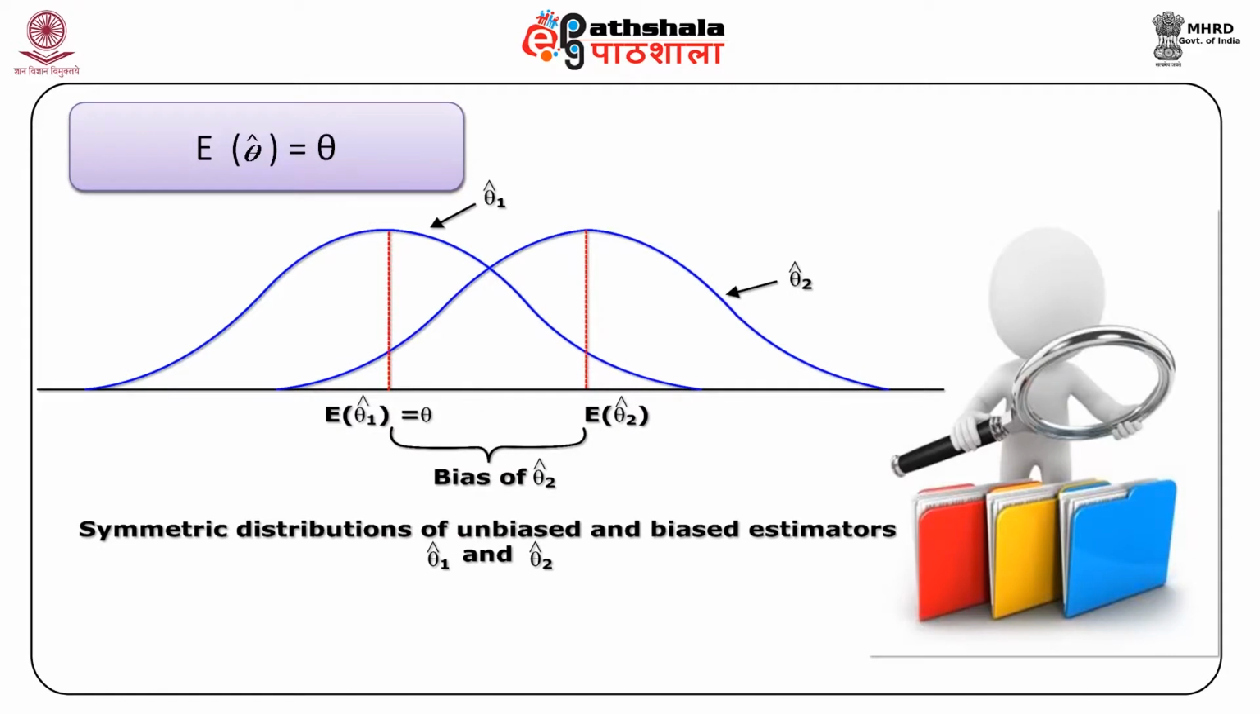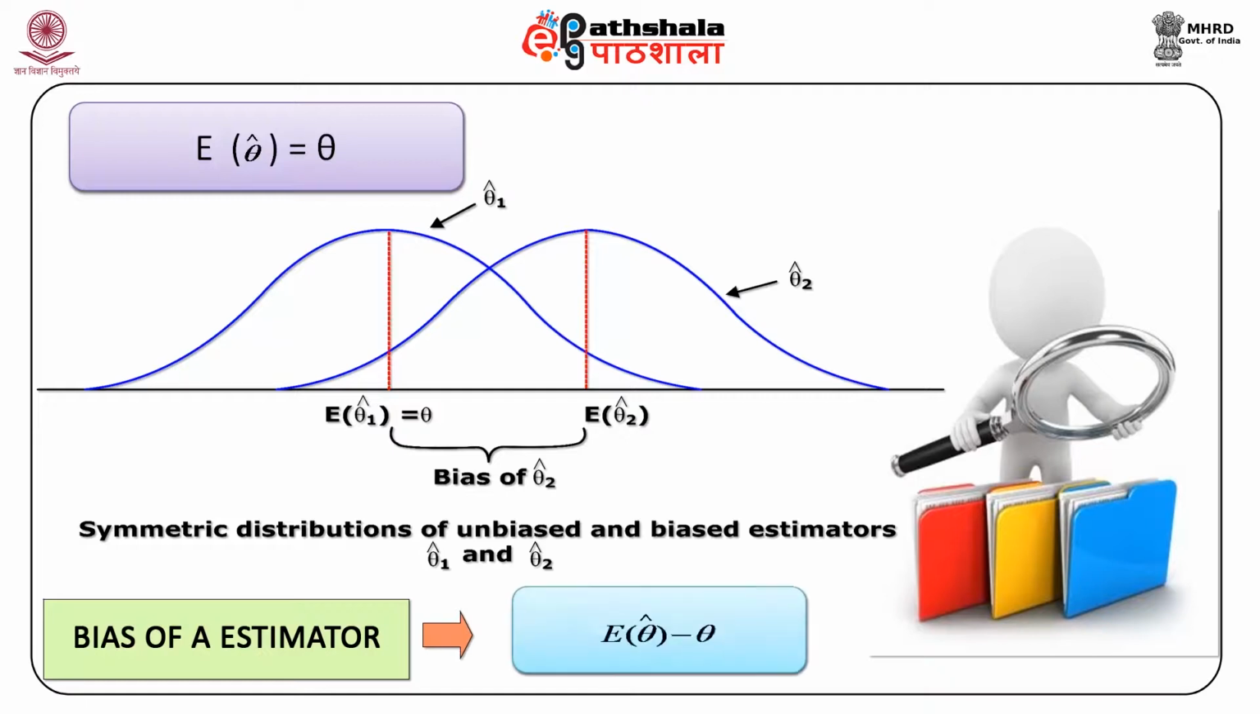The above figure illustrates the symmetric distributions of unbiased and biased estimators theta 1 hat and theta 2 hat. The figure shows the difference between the sampling distributions of an unbiased estimator theta 1 hat and that of a biased estimator theta 2 hat. Bias of an estimator theta hat is measured by expected value of theta hat minus theta. Bias of an unbiased estimator is thus 0.